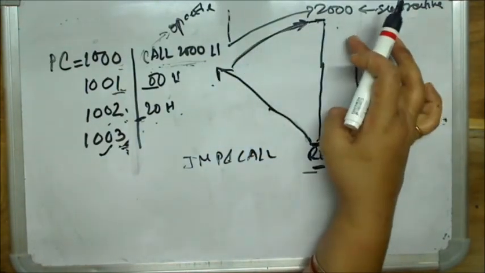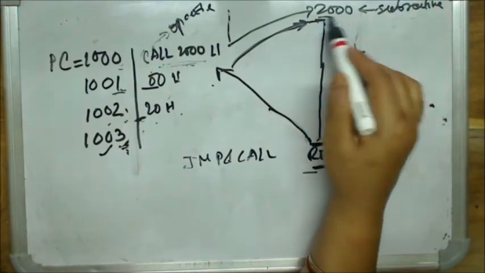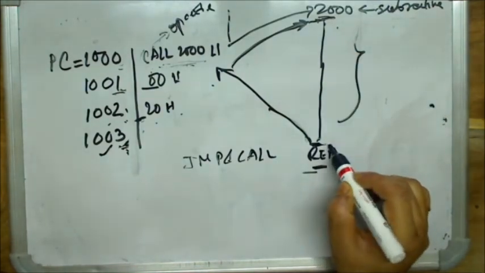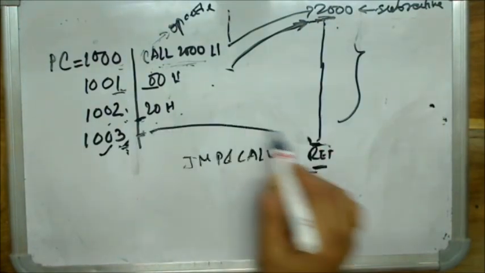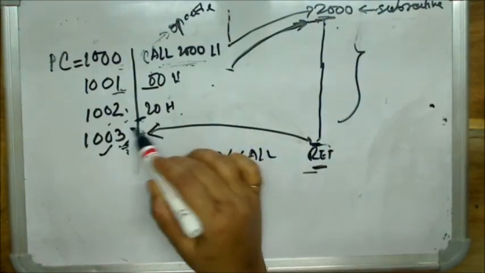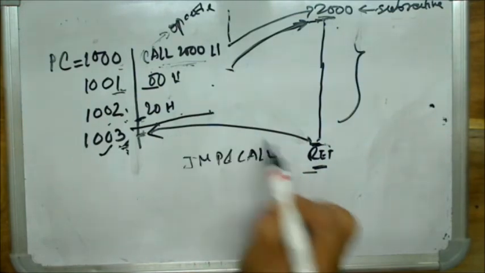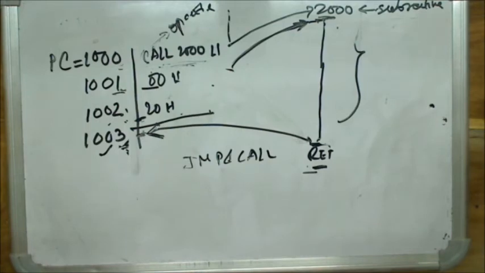It will execute the subroutine, which is at 2000H, and then it will find the return, and then it will come back to memory location 1003, because up to 1002 the call instruction has occupied the memory locations. So after return, it will go back to memory location 1003.